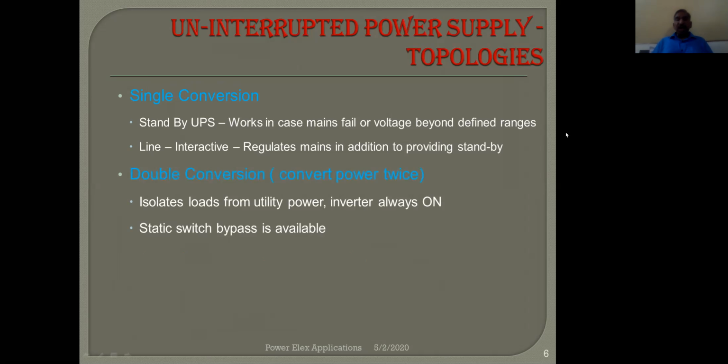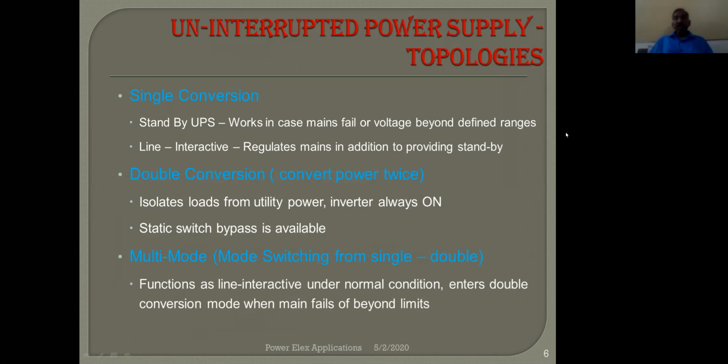In these cases, some static bypasses are also available in the case when either of the blocks, either the storage block of the UPS or the DC to AC converter block, fails, because the load must be fed uninterruptedly. And the third one is multi-mode, where a UPS can switch from single conversion mode to double conversion mode on its own, depending on the operating conditions.